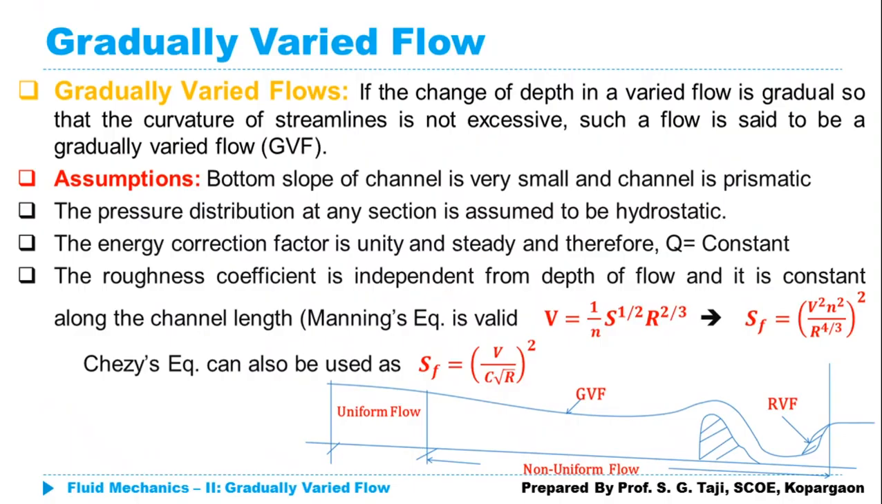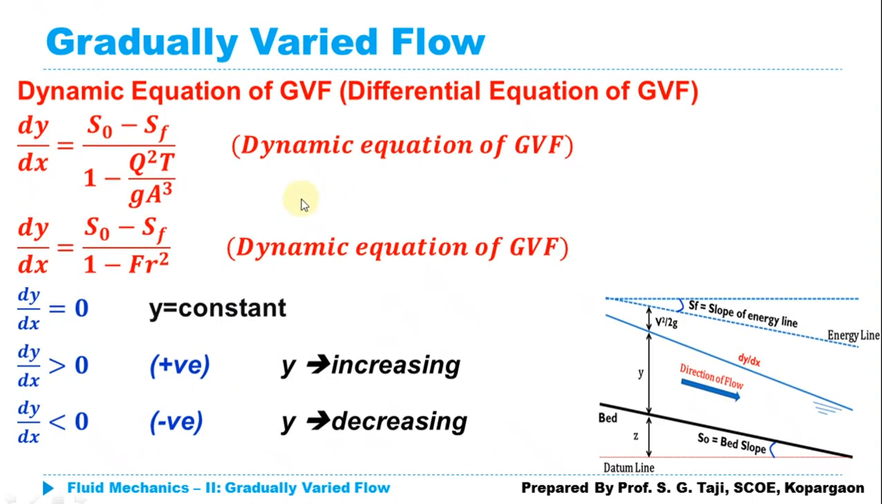You can simply pause this video here and revise all those things we discussed in the previous lecture: the assumptions, and this was our dynamic equation of the GVF. It was in terms of Q and A, and it was in terms of Froude number. And we discussed three possible values of dy/dx, that is the change in depth of flow along the x direction: maybe 0, maybe greater than 0 (positive), maybe less than 0 (negative). So let's proceed for today's lecture.